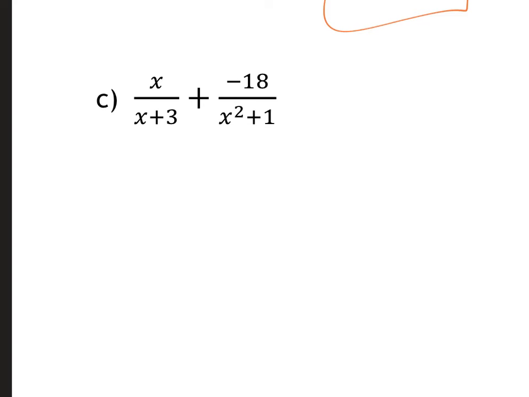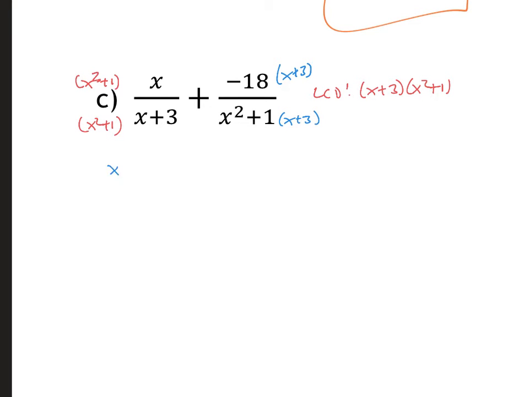So let's factor what I can. X is good, x plus 3 is good, negative 18 is good, x squared plus 1 is good. I can't factor anything. So when this happens, my least common denominator is x plus 3 times x squared plus 1. So these are the tricky ones. So now I have to multiply by the opposite denominator. So this one's going to get x squared plus 1 over x squared plus 1. This one's going to get an x plus 3 and an x plus 3.